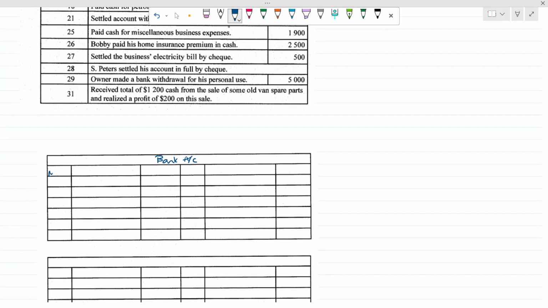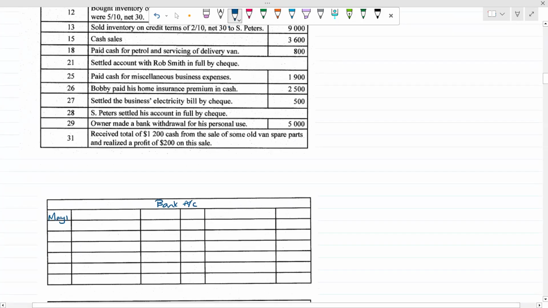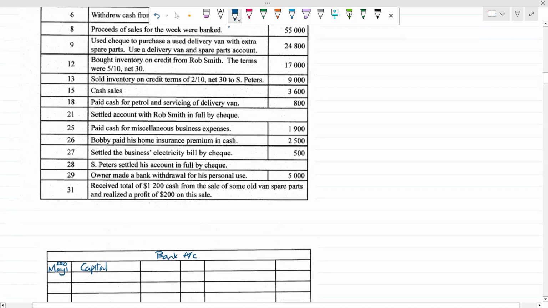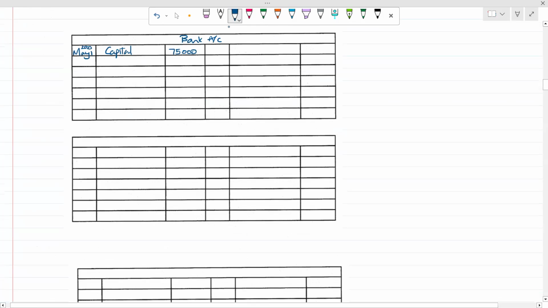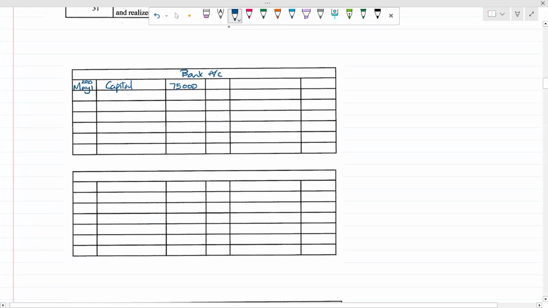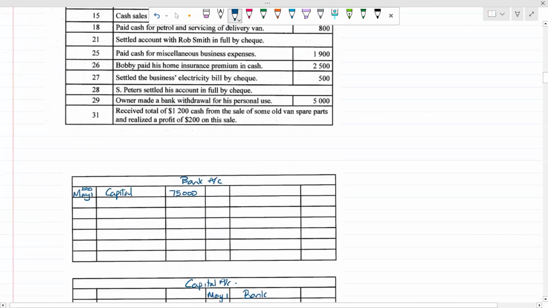And this is May 1st, 2023. Capital, 75,000. And the other account involved is a capital account. Right, May 1st. Bank, 75,000.